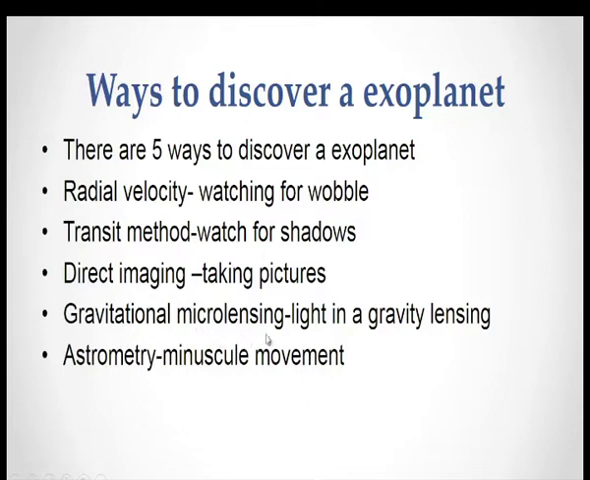Then gravitational microlensing. Here the gravity concept is used. When light travels through gravity, the bending of light takes place. That is the concept of gravitational lensing. This concept is also used by astronomers to discover an exoplanet. Then astrometry, which looks at minuscule movement of the star. All these 5 techniques are used elaborately by astronomers to discover an exoplanet. Coming to the radial velocity.